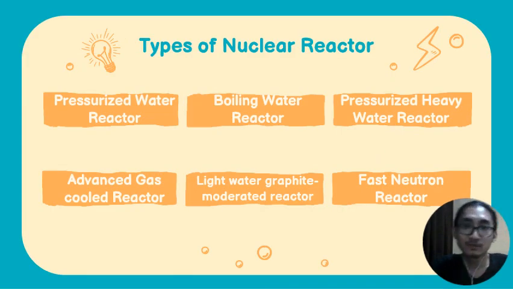There are several types of nuclear reactors and ways they use nuclear fission to generate electricity. According to the World Nuclear Association, there are six types of nuclear reactors. They are the pressurized water reactor, boiling water reactor, pressurized heavy water reactor, advanced gas-cooled reactor, light water graphite moderated reactor, and fast neutron reactor.